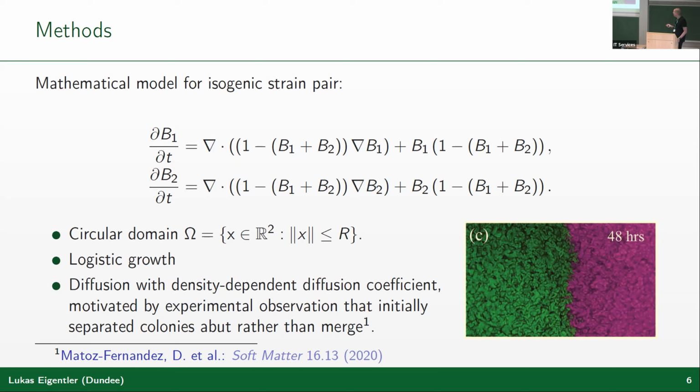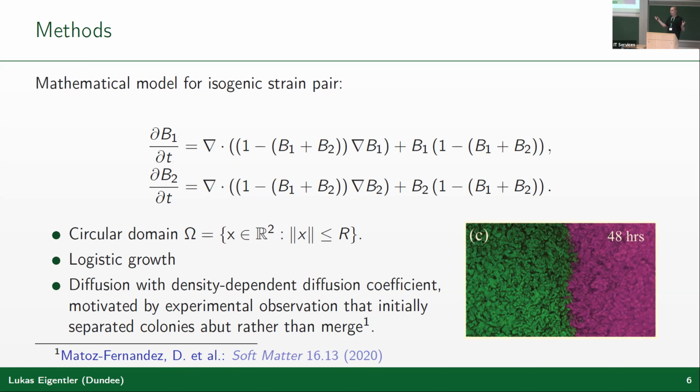Now, the only thing I want to mention here is that you might notice that the diffusion coefficient is density dependent and decreases with increasing cell density. And this was motivated by an experimental observation that we made, illustrated here by this image. We observed that if you start off with two initially separated colonies that are allowed to grow and so come closer to each other, once they meet, they don't really merge. Instead, they just abut, but there's no real merging behavior to be observed. So you get this somewhat smooth, really clear boundary between the two populations. And this motivated the use of this density-dependent diffusion coefficient.